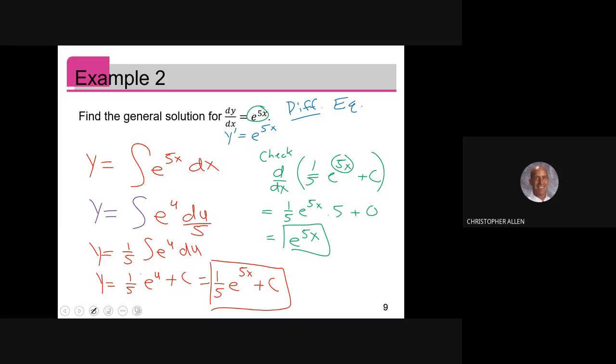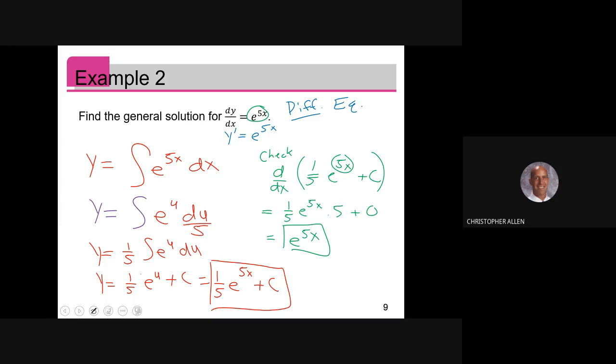Now, guys, I've done 2 problems like this. Actually, I've done 3, but 2 of them I've checked. In both cases, what differentiation rule did I use to check my answer? Very important connection. U substitution is like the chain rule for integration. That might be something to write down in your notes. U substitution is like the chain rule for integration.